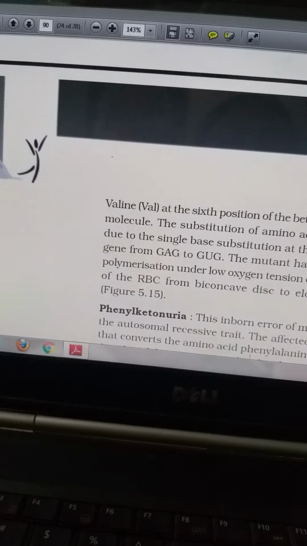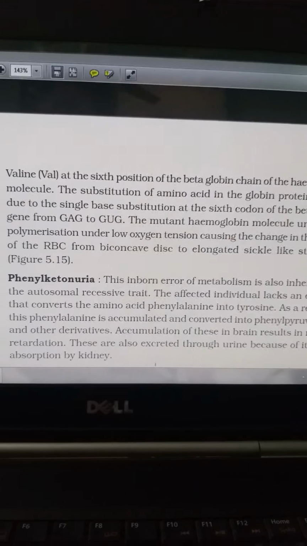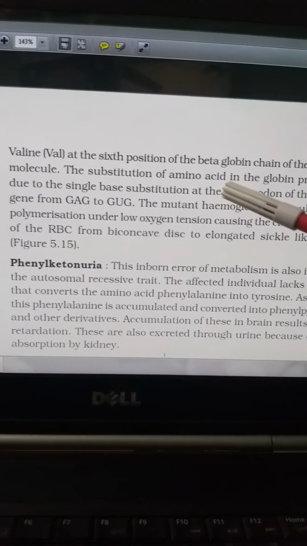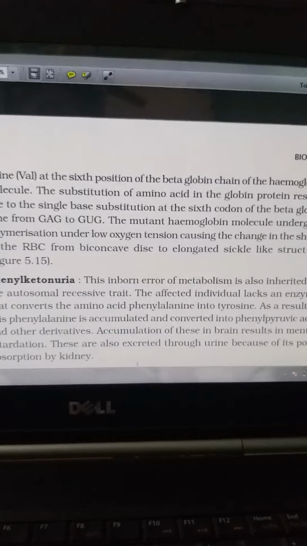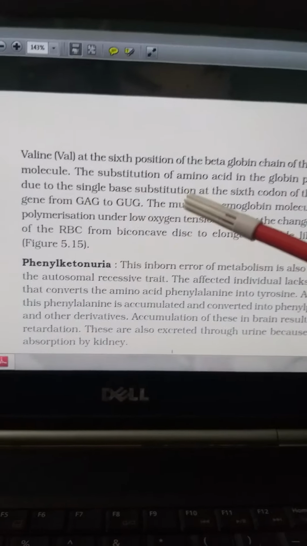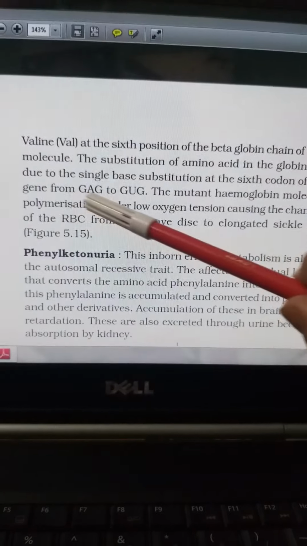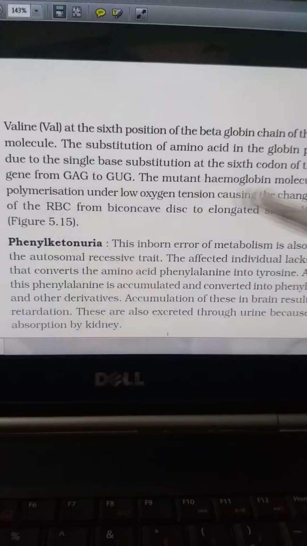Now see, valine in the 6th position, that means if the DNA sequencing is like that, the chain would be completely different. So you see the substitution of amino acid in the globin protein is present due to a single base substitution in the 6th codon of beta globin, GCA. This is the code that is there.